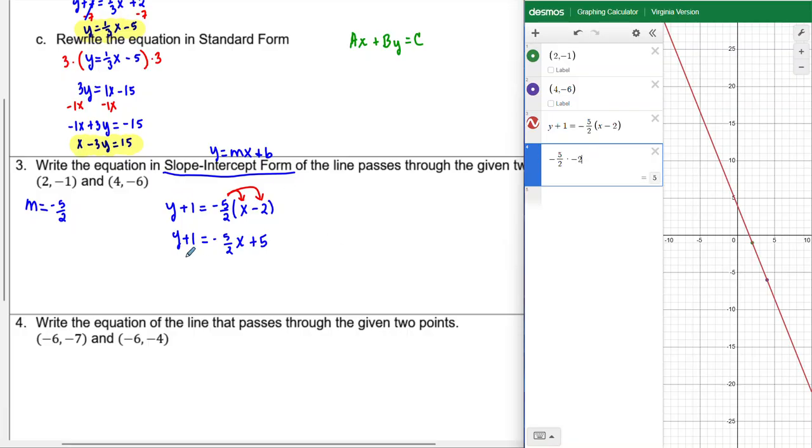And then last step, we're going to subtract the 1 on both sides of the equal sign, subtract it from the 5. So you have y equals negative 5 over 2x, 5 minus 1 is 4. There you go. Let's just double check, see if it works. There you go. That works as well.